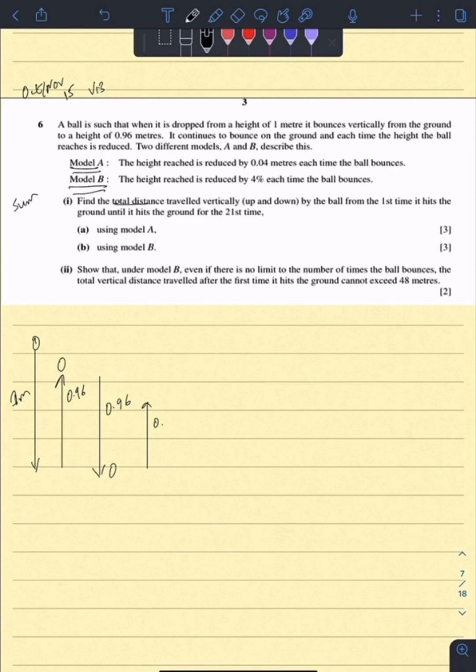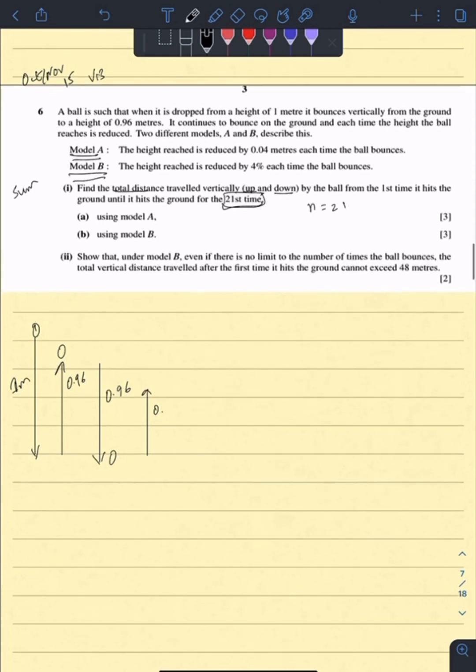Traveled vertically up and down by the ball from the first time it hits the ground until it hits the ground for the 21st time. So 21st, so n should be 21. So this n is basically the number of bounces. Now that we understand this, let's dive deeper.